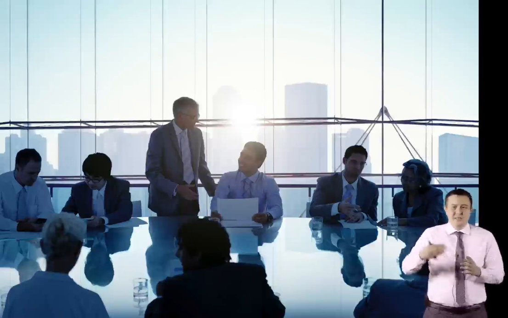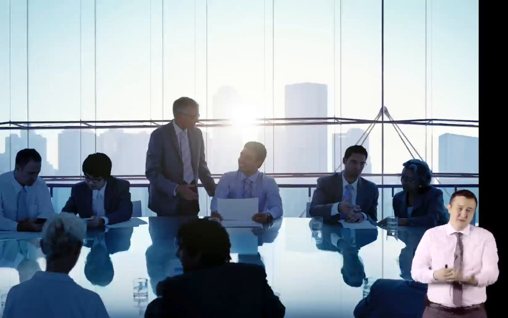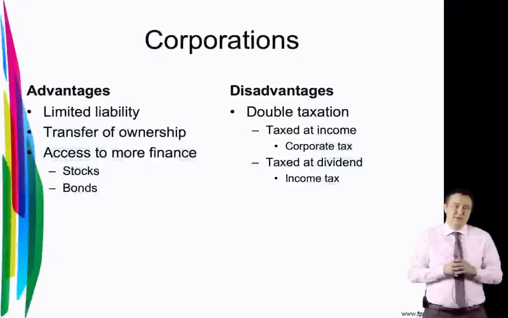And that's how the double taxation occurs. So corporations, they make money, they pay corporate tax, and then once they finish the corporate tax, they have to give dividends to their stockholders, and when stockholders get money, they have to pay income tax. So they're taxed twice in corporations. That is the main disadvantage of many corporations today.